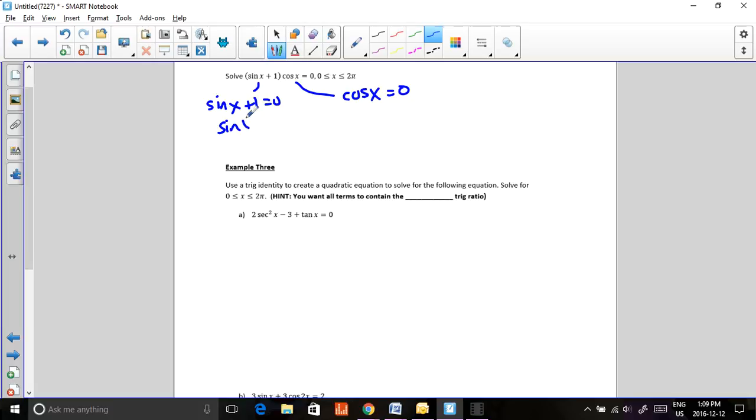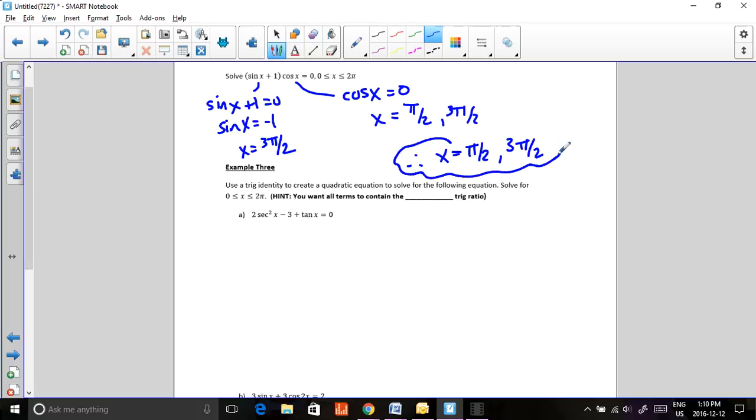So this is sine x equals -1. Then that's when x is equal to 3 pi over 2. And here cos x equals 0. That happens when x is equal to, think about this, pi over 2 and also 3 pi over 2. But that's just a repeating answer from before. So then, therefore, your final answer is x equals pi over 2 and 3 pi over 2. That's the solution to that equation within the first 2 pi.